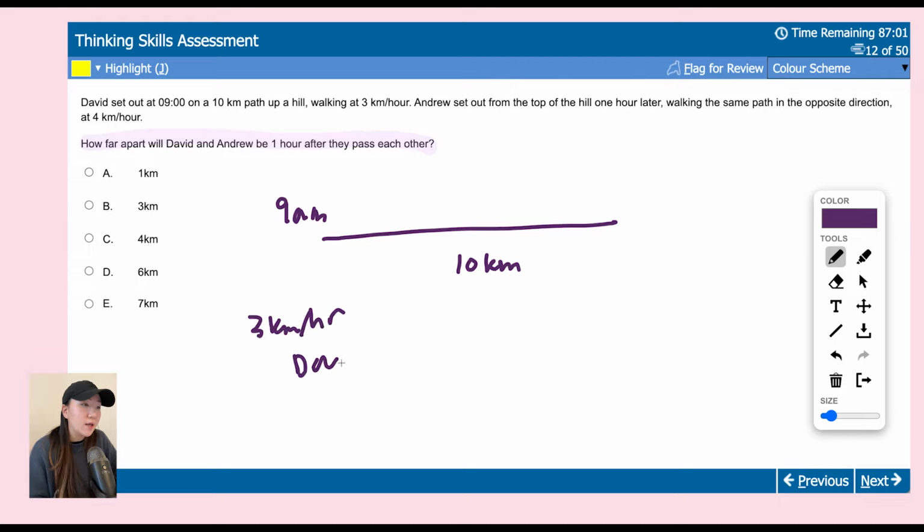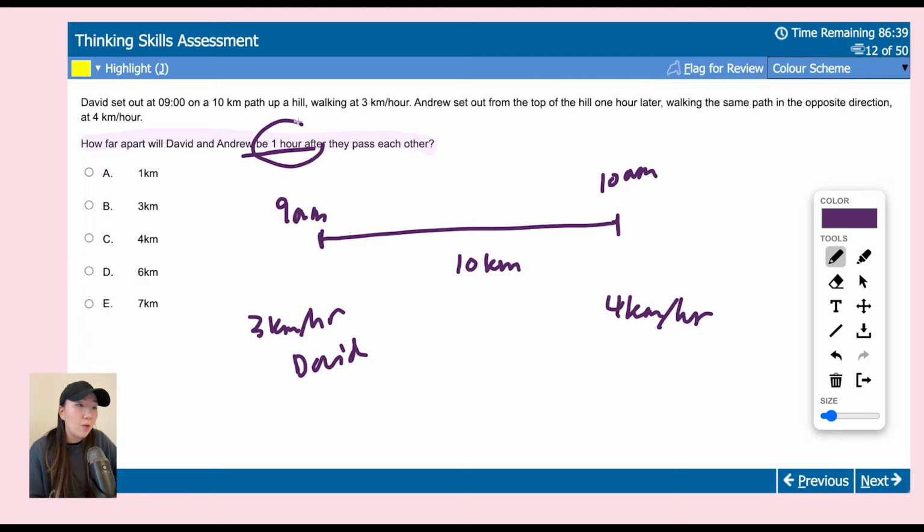That's David. Andrew is setting out from the top of the hill 1 hour later. So Andrew is starting from this end and he is starting at 10 a.m. He's walking in the opposite direction at 4 kilometers an hour. Very, very simple numbers, very simple question. I've seen this multiple times in different exams, so hopefully nothing to trip you up here. We just need to find out where they're going to be 1 hour after they pass each other.